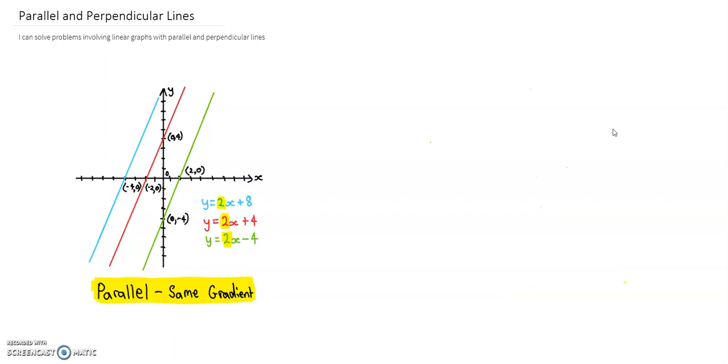So you can see in this example, I've got these three lines here in blue, red, and green. And the equation for each of those lines is in the matching color. So this blue line has the equation 2x plus 8. This red line has the equation 2x plus 4. And the green line has the equation 2x minus 4. Now you might notice that these lines are parallel. And you also might notice that these lines have the same gradient. All of them have a gradient of 2. So all of these lines are parallel and they all have the same gradient.